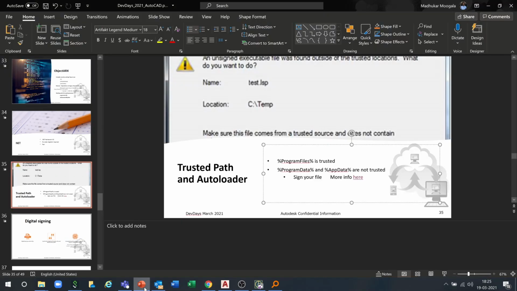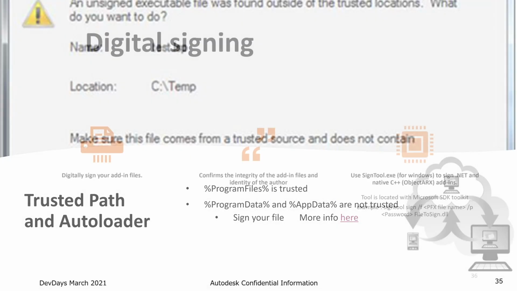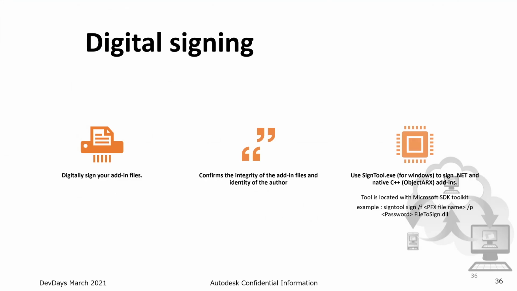Let's get back to our presentation. Digital signing. It is recommended to digitally sign the plugin: ARX, .NET, CRX, DBX, and LISP files. A digital signature is an electronic security mark affixed to your plugin. It has the details about the publisher, an independent entity who can guarantee the publisher identity. Digital signing confirms the integrity of your plugin.